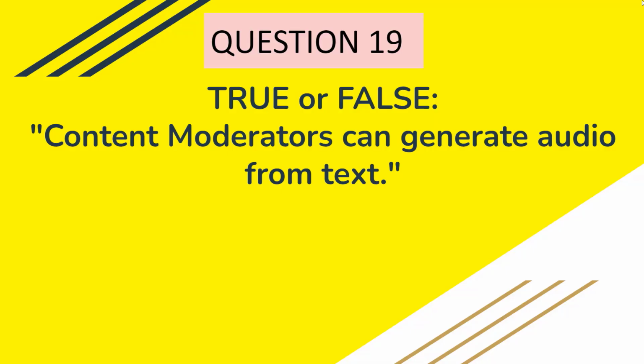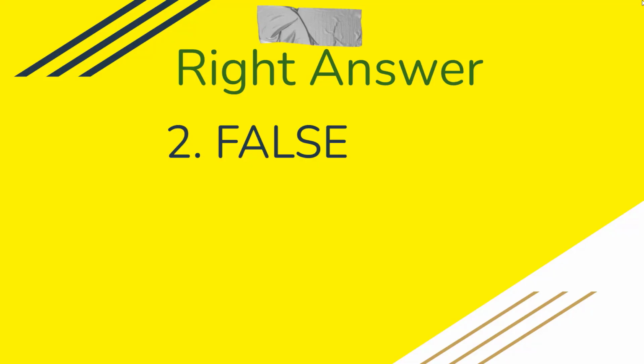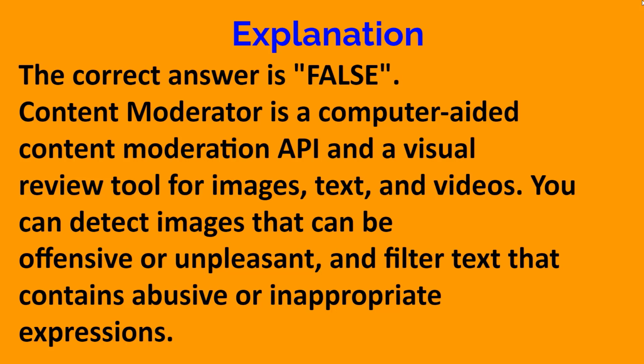Question 19. True or false? Content Moderators can generate audio from text. Option 1. True. 2. False. Right answer is 2. False. Explanation. The correct answer is false. Content Moderator is a computer-aided content moderation API and a visual review tool for images, text, and videos. You can detect images that can be offensive or unpleasant and filter text that contains abusive or inappropriate expressions.